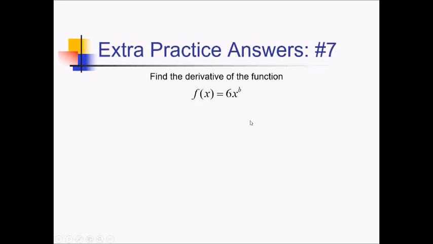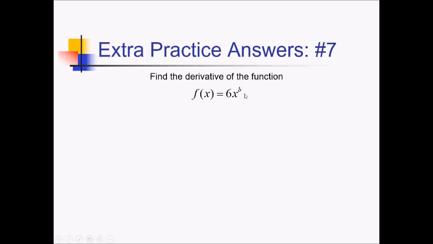On this problem, we're trying to take the derivative of 6x to the b. Now, the important thing to note here is that x is a variable, and we know that because we have f of x here. So that means that b then is a constant. So we have x to a constant, which means we can use the power rule to take this derivative. So we're going to just treat b as a constant. We just don't know exactly what it is.